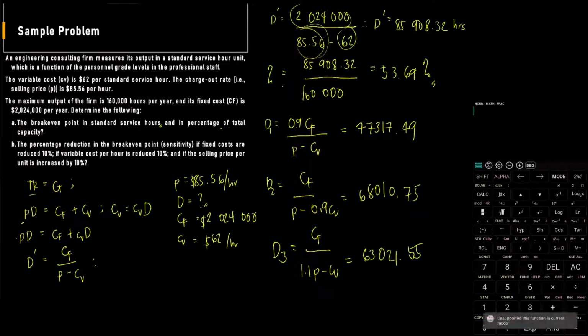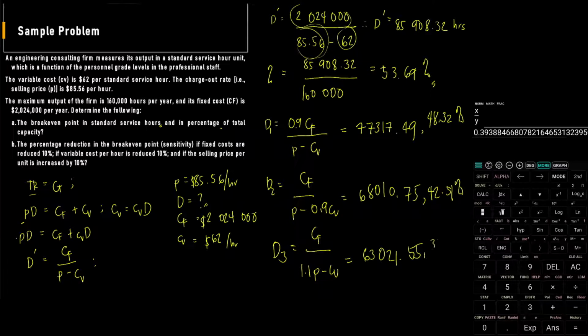Yung E, yun yung 77,317. So check natin, percentage. So 48.32%. So 42.51%. At yung last, 39.39%. Or check natin in terms dun sa percentage reduction and break-even point.